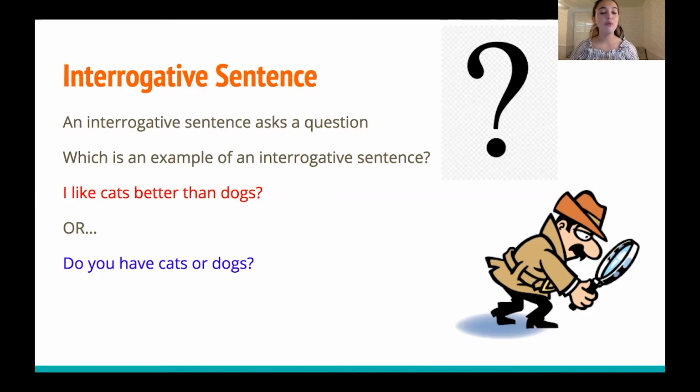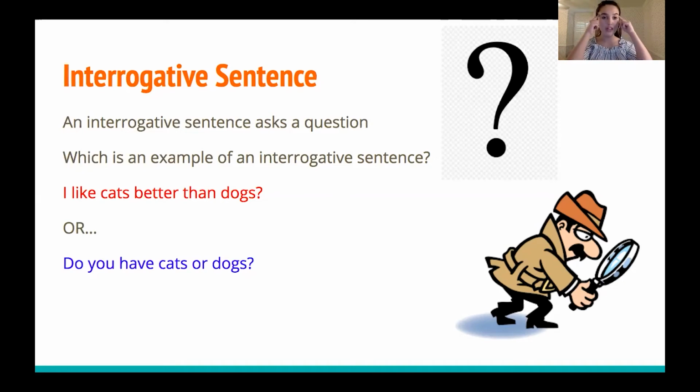Hopefully you guys answered. It is the blue sentence. In the blue sentence, we're asking a question. We're saying, do you have cats or dogs? We are trying to find something out. The first sentence is really just a declarative statement. We are saying, I like cats better than dogs. And it should have a period next to it and not a question mark.